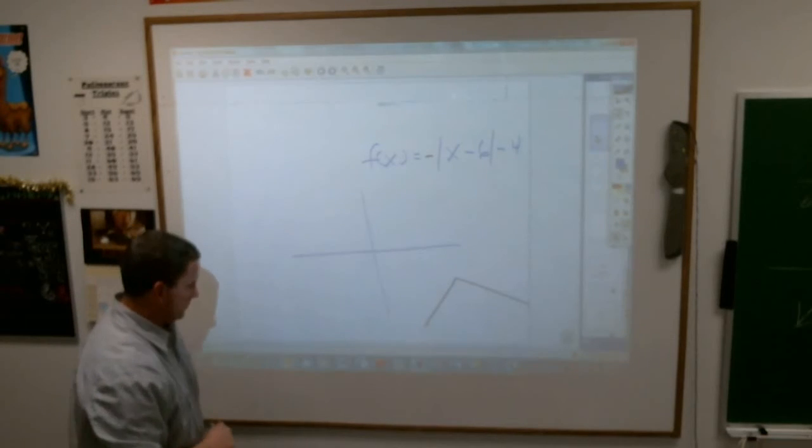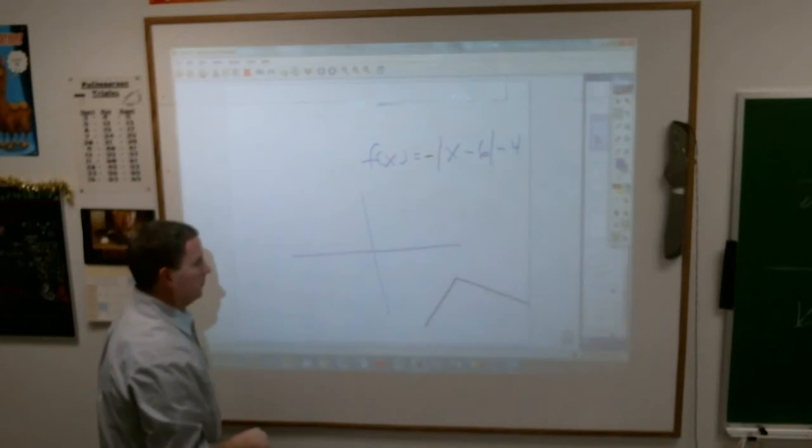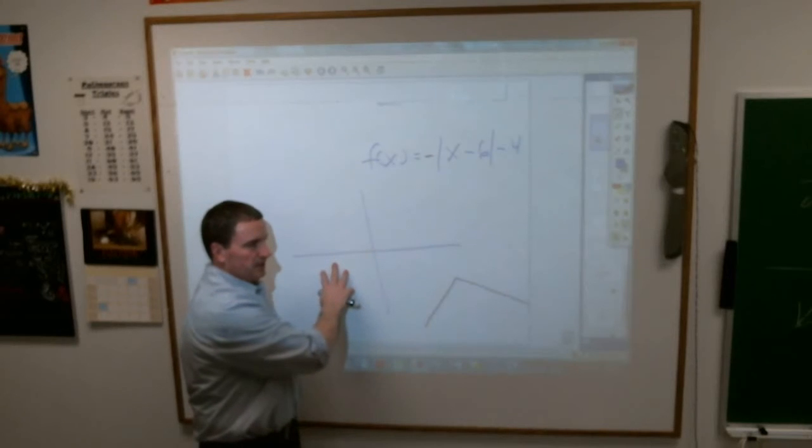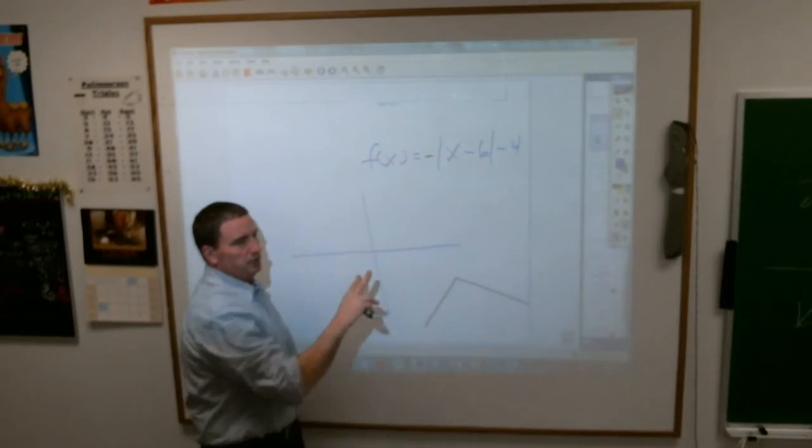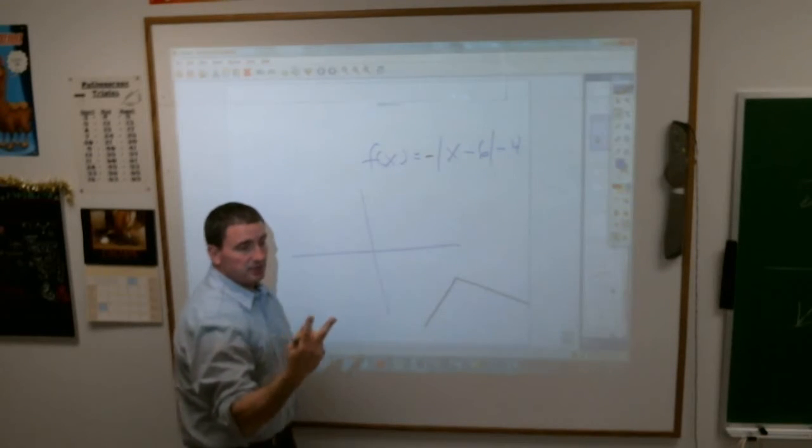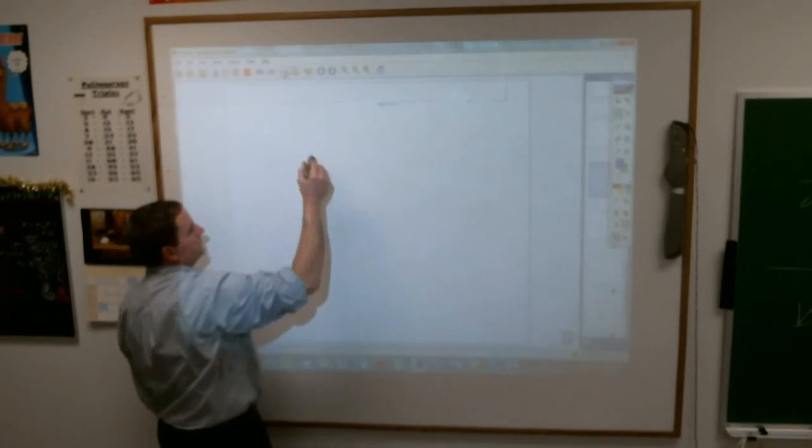Now, with that being said, children, your homework for tomorrow is going to deal with 6 of these, or 4 of these, in addition to 2 quadratics, which are this.